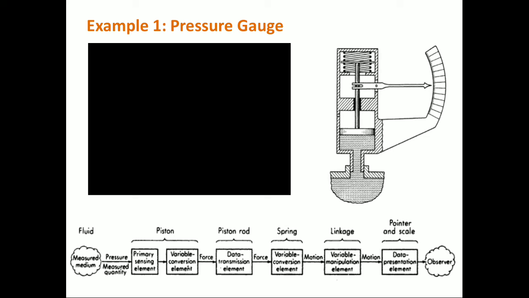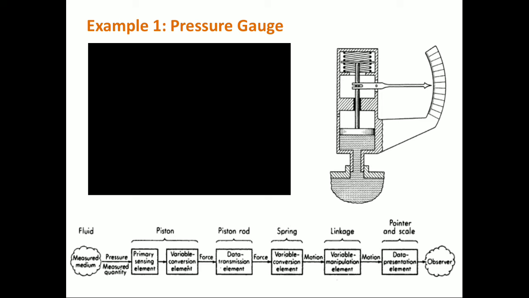and the middle portion of the piston is pivoted to a linkage. That linkage is positioned on a scale or a pointer. So this is the whole arrangement. When the pressure of the liquid increases or decreases, that produces a movement of the piston.